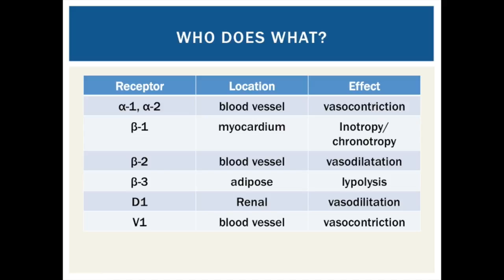So who does what? You can see here, this is just a little quick summary. This is probably something that you should know about who does what. You can see that the alpha 1, alpha 2 are on the blood vessels, and they cause vasoconstriction. Beta 1 is located on the myocardium, and it causes inotropy, chronotropy. That's the heart beating stronger and faster. The beta 2 receptors are on the blood vessels, causing vasodilation. Now, we don't really talk about beta 3 that much because it's on adipose tissue, and that's not really pertinent to what we're talking about today. The D1 receptors are located in the kidneys, and they cause vasodilation. And then these V1 receptors are located on blood vessels, and they also cause some degree of vasoconstriction as well.